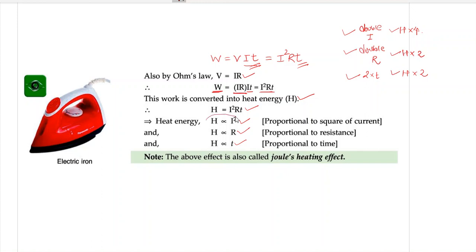So these relationships are very, very important. The heat energy generated in a conductor depends on 3 factors: current, resistance, and time. And this formula, H is equal to I square RT, is known as Joule's heating effect. Remember the law. It's not even the law, it's a phenomenon. So this formula H is equal to I square RT is a phenomenon of heating effect of electric current, which is also known as Joule's heating effect.